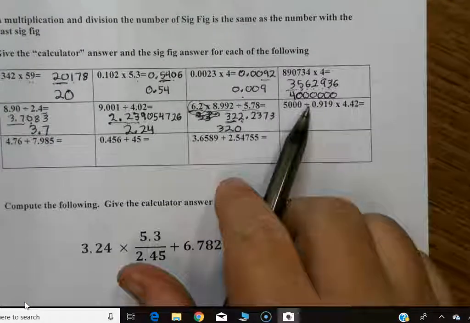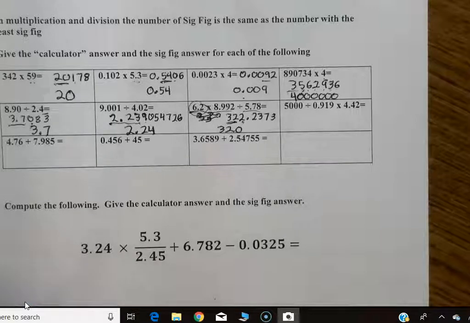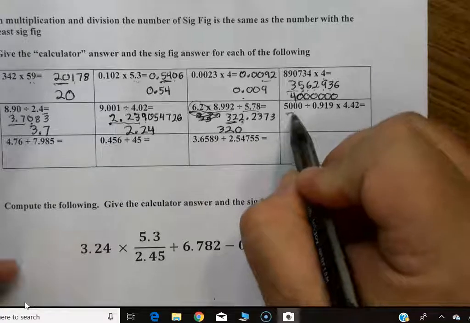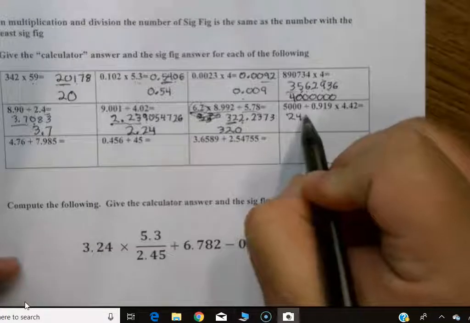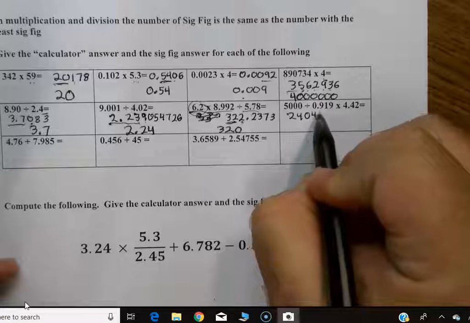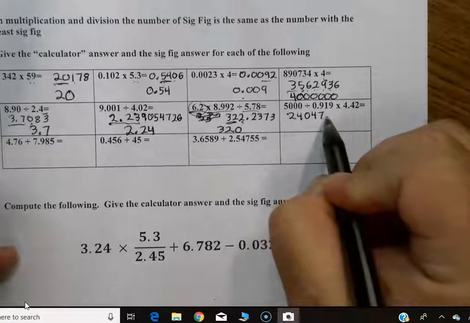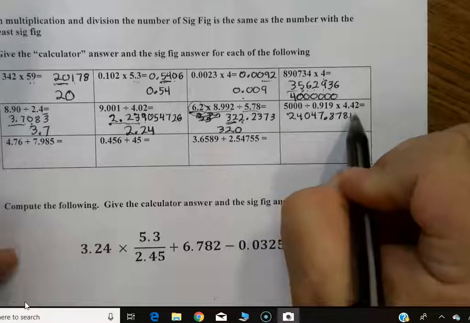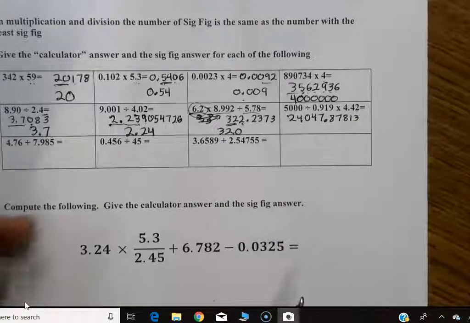All right, do the next one. Okay, and what we get here is 24,047 point this. Okay, that's our calculator answer.